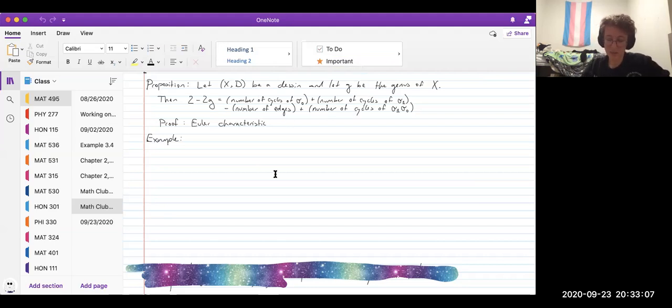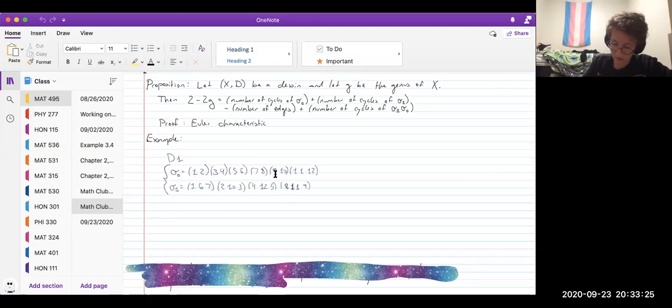And if we want to do our example from before, let's go back to our permutation representation for D1, for that dessin we had on the sphere. First I'll quickly compute sigma 1, sigma 0. Let me just work this out.